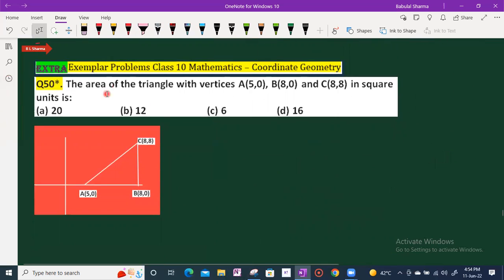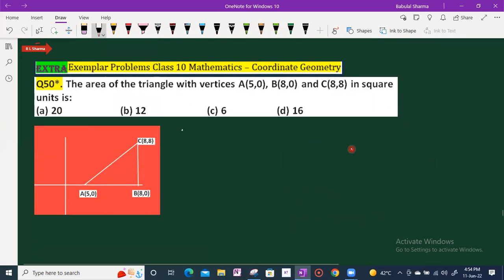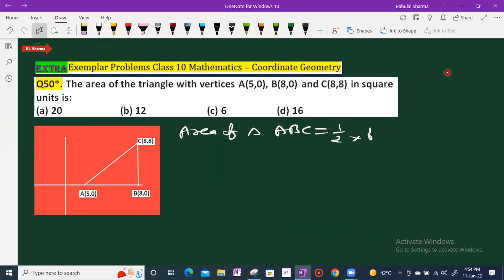Again, question number 50. The area of the triangle with vertices A(4, 5, 0), B(8, 0) and C(8, 8) in square units is, yes. So here you say, what will be the distance from A to B? Look, area of triangle ABC, that is 1/2 into base into corresponding altitude.